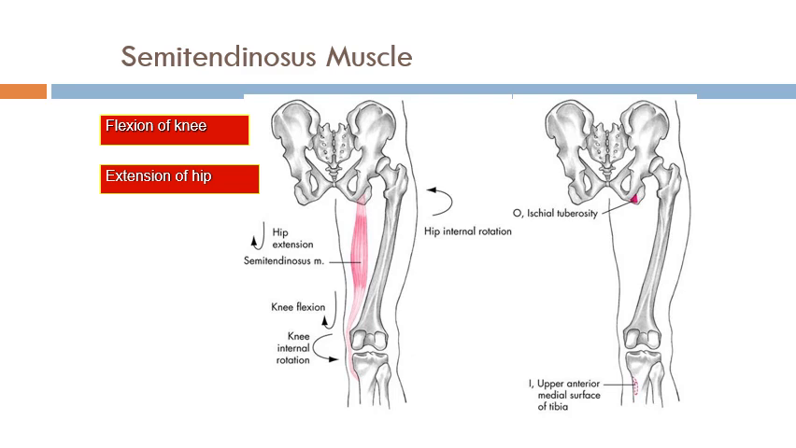Okay, so again, when I'm bringing up these questions, if you're having trouble answering them, those are things you need to be reviewing. So it's the pes anserine group. So another thing to be thinking about is what are the other two muscles that are involved in the pes anserine. So think about that. Those will also be coming up in this discussion as well.